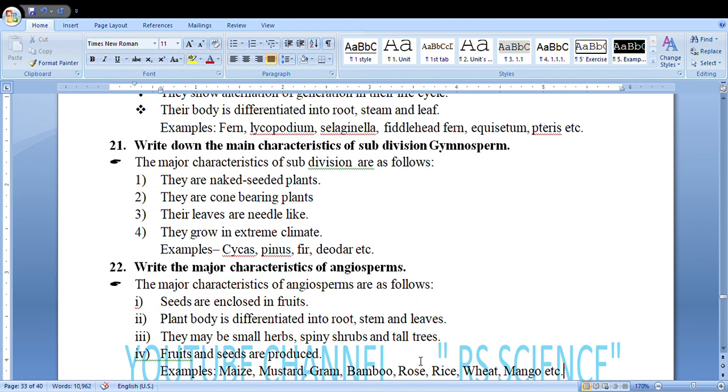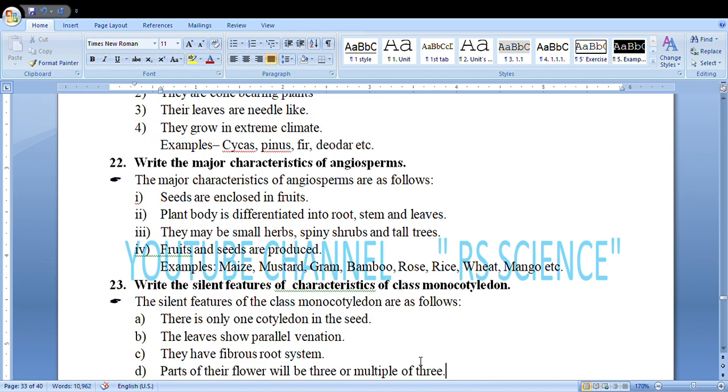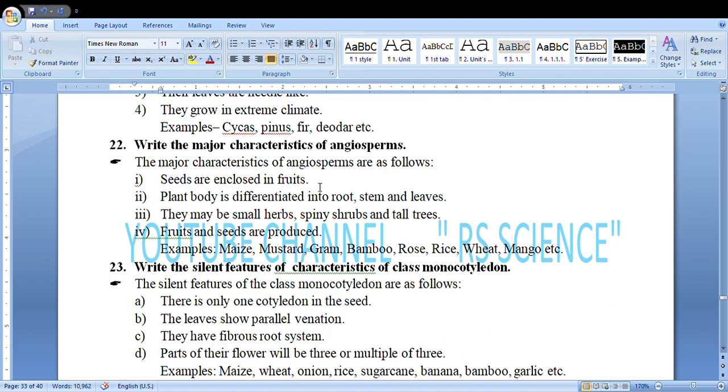General features of angiosperms: seeds are enclosed in fruits. Body is differentiated into root, stem, and leaves. They may be small herbs, spiny shrubs, or tall trees. Fruits and seeds are produced. Examples: maize, mustard, gram, bamboo, rose, rice, wheat, mango, etc.